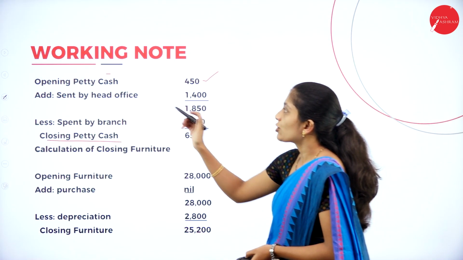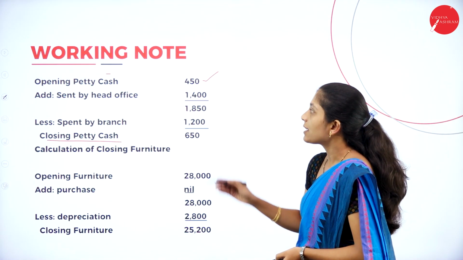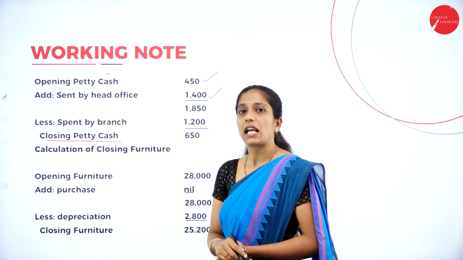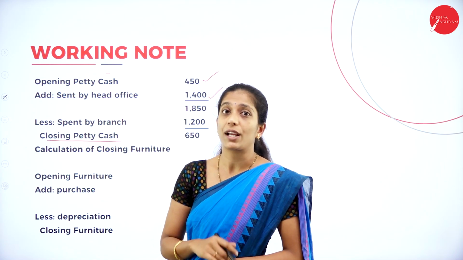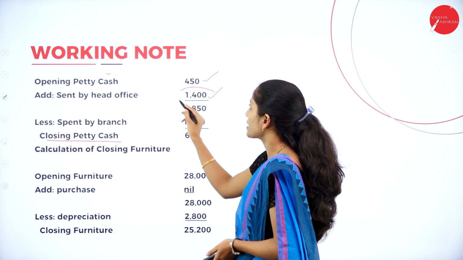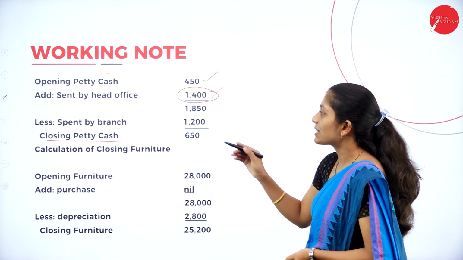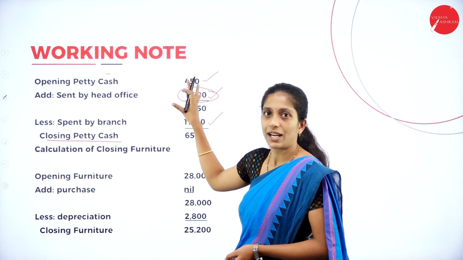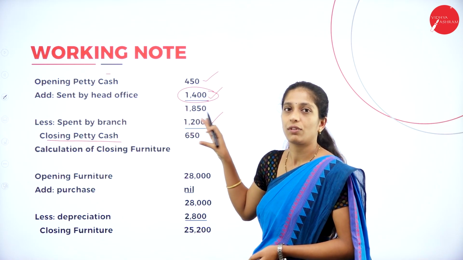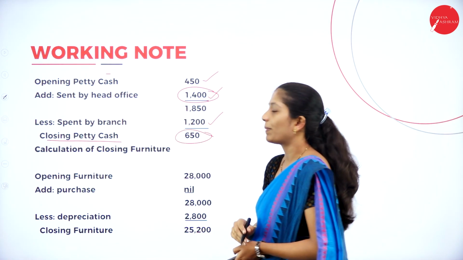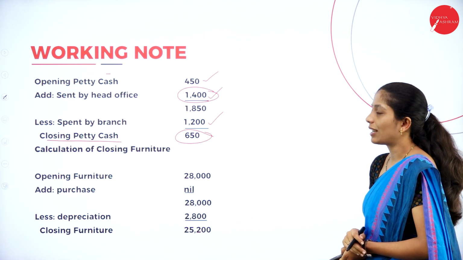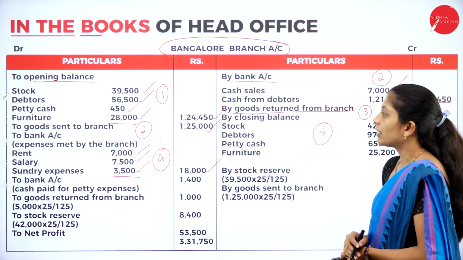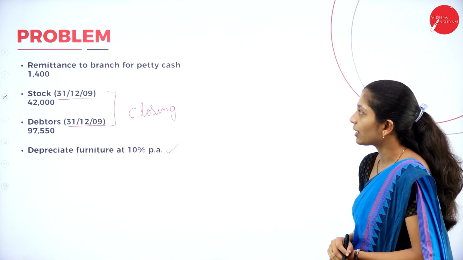So opening petty cash is 450. Add sent by head office, how much? 1,400. So here I have told you whatever expenses are met by branch will be given by the head office. So here the head office has given 1,400. Next, less spent by branch, how much? 1,200. So if any addition is made, add. If any expenses are met, we have to deduct. So I'll get the closing petty cash. So we have to record that in our branch account. So we shall record petty cash as 650.